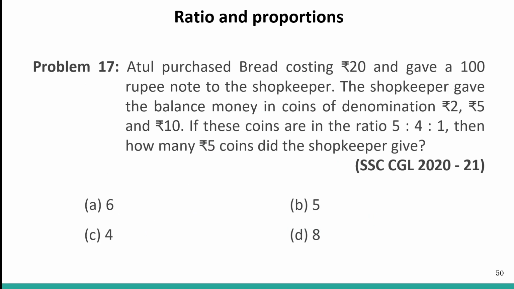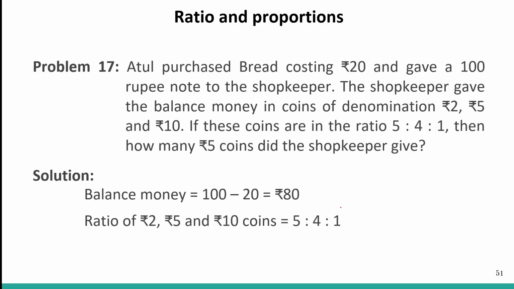Let's see problem number 17. Atul purchased a bread costing 20 rupees only and gave a 100 rupee note to the shopkeeper. So the shopkeeper, in order to balance the money, gave him in return coins of denomination 2, 5 and 10. If these coins are in the ratio 5:4:1, then how many 5 rupee coins will the shopkeeper give him? This question has also appeared in the 2020 and 2021 SSC CGL paper.